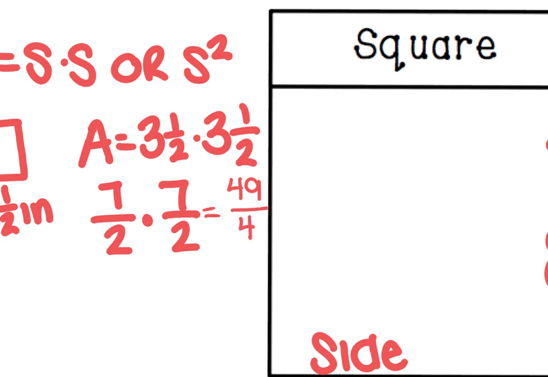Anyone feel good about turning that back into a mixed number? Ask yourself, how many times does 4 go into 49? How many groups of 4 can I take out of 49? 12, which is 48. And then how many pieces are left over? 1. 12 1/4 inches squared is the unit we're going to use for area. Any area label is going to have a square whatever: square inches, square feet, square yards, square centimeters. If it's area, it's going to have that square on the label, not on the number, on the label.